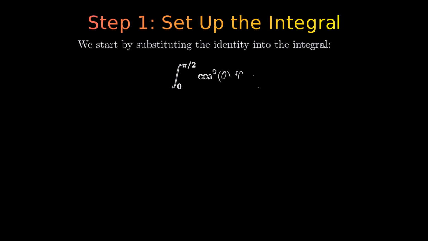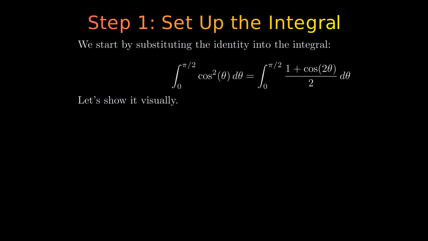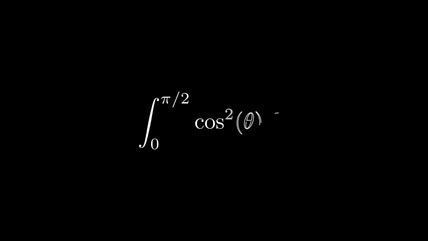We start by substituting the identity into the integral. The integral from 0 to pi over 2 of cos² theta d theta equals the integral from 0 to pi over 2 of (1 + cos 2 theta)/2 d theta. Let's show it visually. We set up the integral with the substitution.